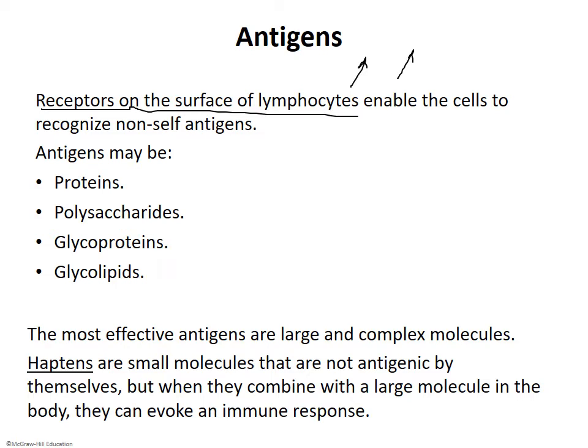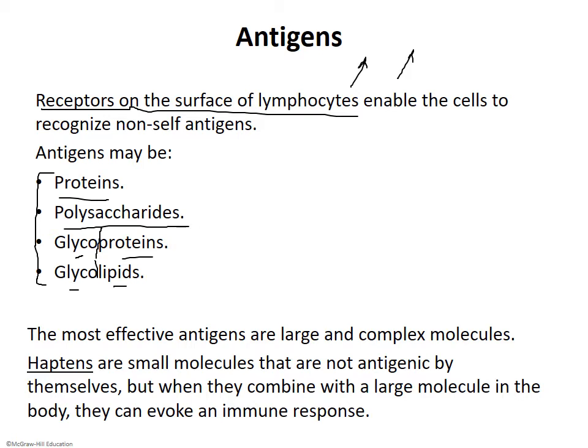Now, these antigens can be several different things. I'm not worried about you knowing this. They can be proteins, they can be large sugars or large carbohydrates, they can be a combination of carbohydrates and proteins, and they can even be a combination of carbohydrates and lipids. Not a big deal, not really worried about that at this point in time. If you go farther and get more into the medicine of things, you'll need to know these. But right now, not worried about that. The most effective antigens are large complex molecules, because they're harder to copy.